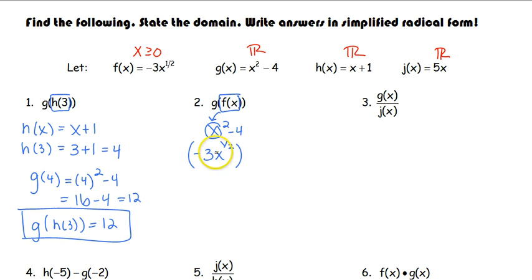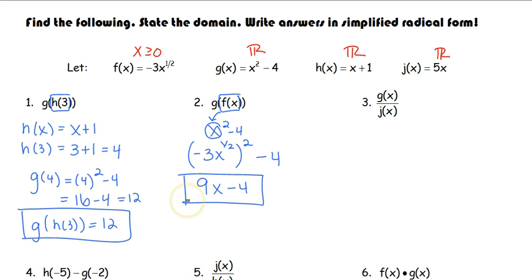Anytime you substitute, you put the entire quantity in parentheses. And in this case, since it's x squared, we are squaring that quantity. And then don't forget about the minus 4. We are squaring a negative 3. Negative 3 times negative 3 is a positive 9. 1/2 times 2 is just 1, so 9x minus 4.